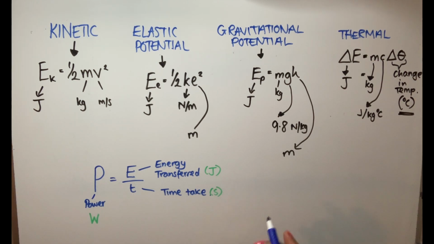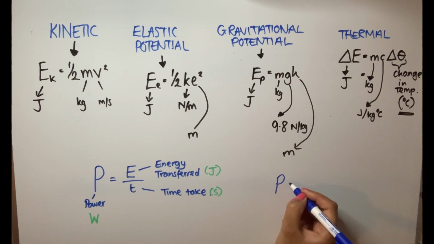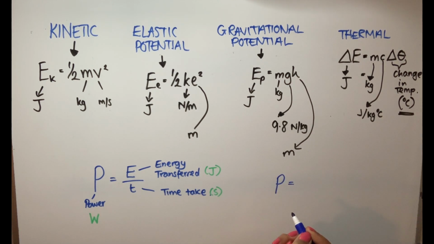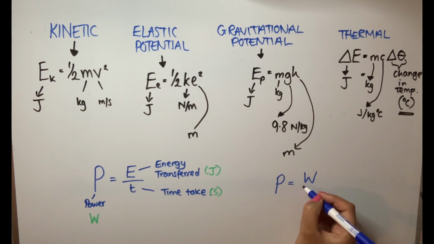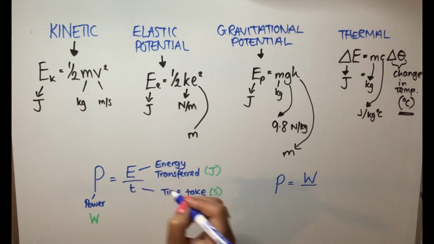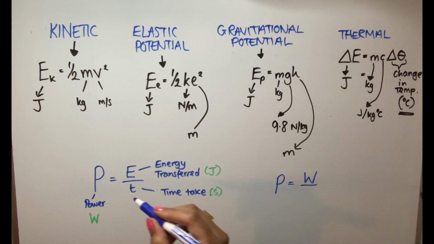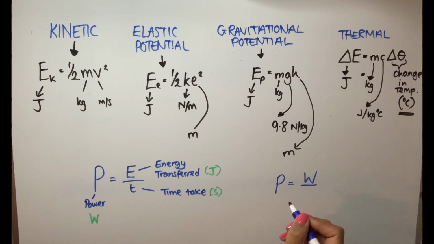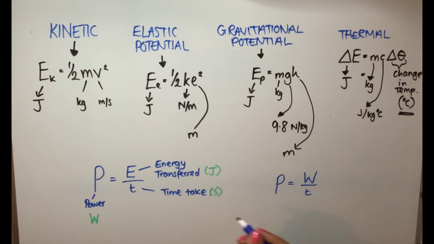There is a second equation that we have for power. So power can also be written using W, which is work done, and work done and energy transferred are the same. So we can write power as work done divided by time taken. You just need to look at the question that you're using to decide which one of these you are going to use.